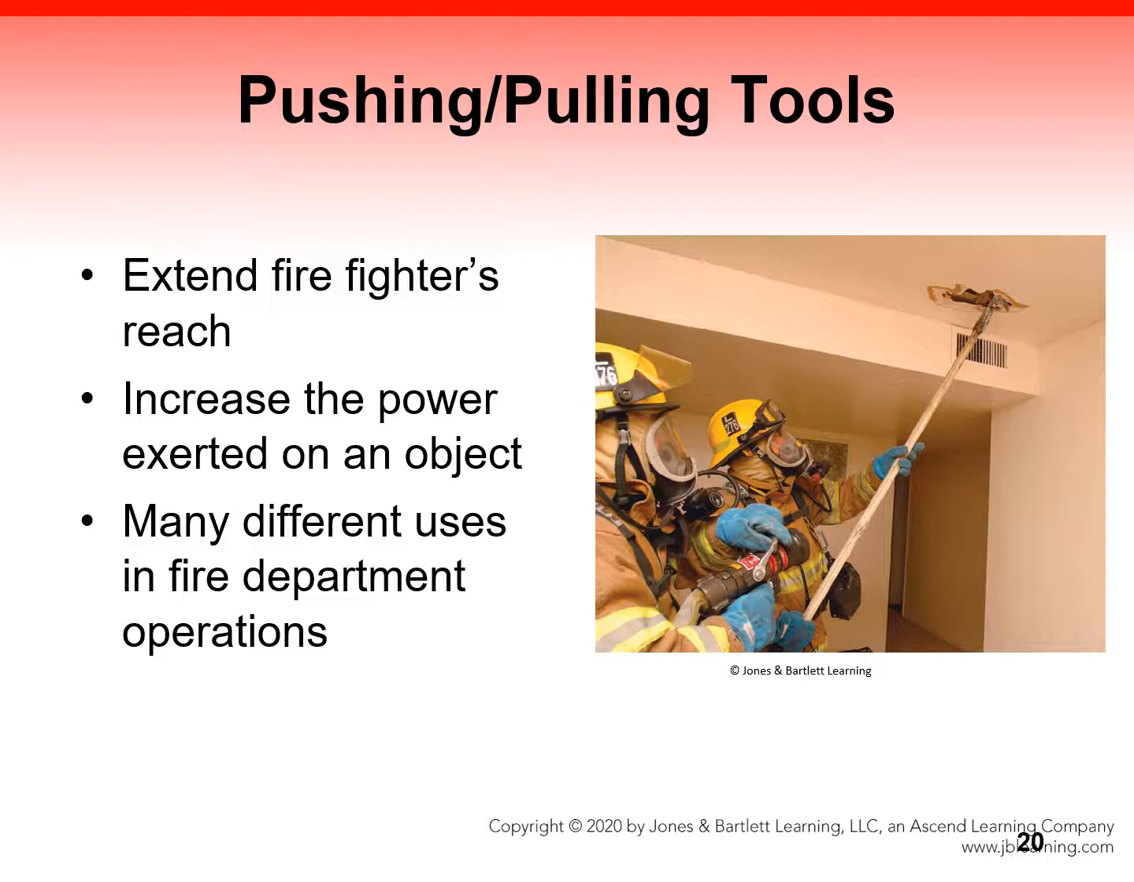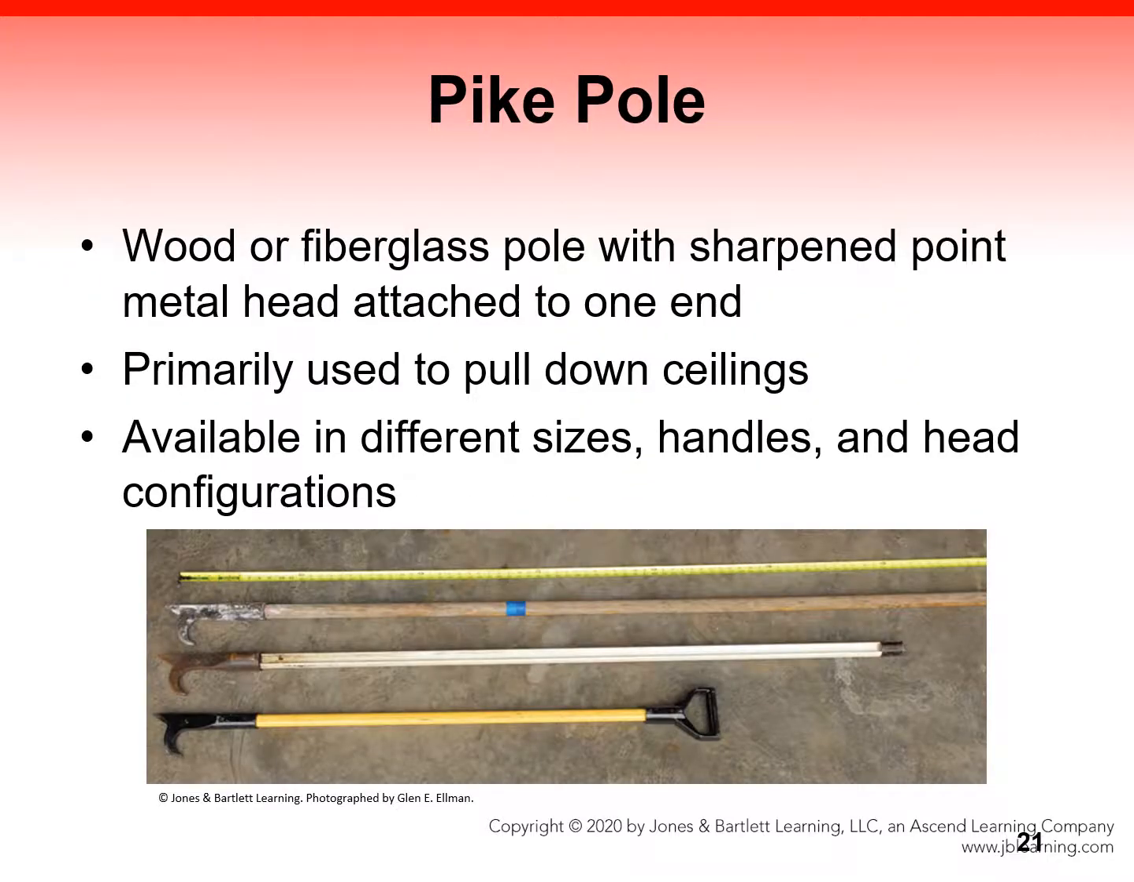A pike pole is used primarily to pull down a ceiling to get at the seat of a fire burning above. The metal head has a sharpened point that can be punched through the ceiling and a hook that can grab and pull it down. Pike poles come in several different sizes and with a variety of heads. The most common length of 4 to 6 feet enables a firefighter to stand on a floor and pull down a 10-foot high ceiling.